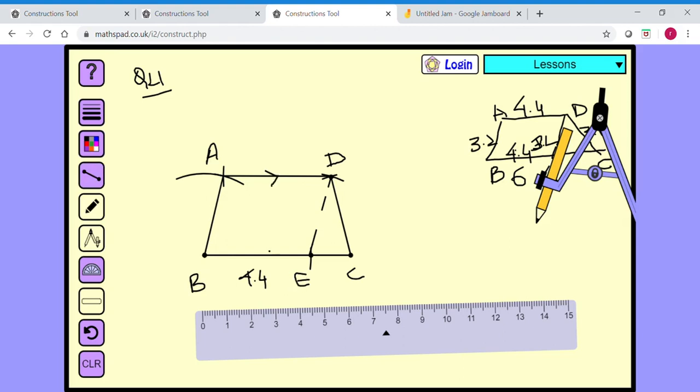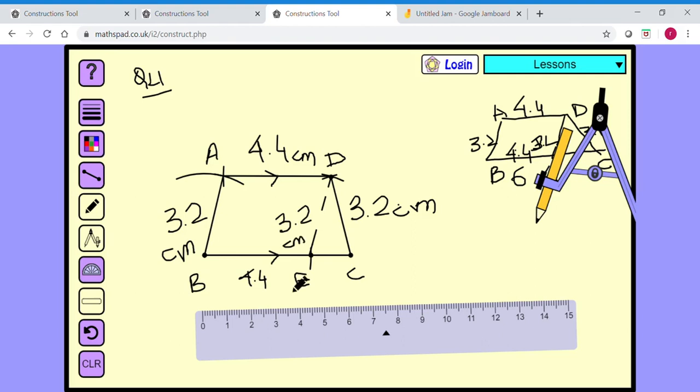Let me just write this. This is parallel to this. This is 3.2 centimeters. This is 4.4 centimeters. This is 3.2 centimeters. And this is also 3.2 centimeters. Perfect. That finishes this video.